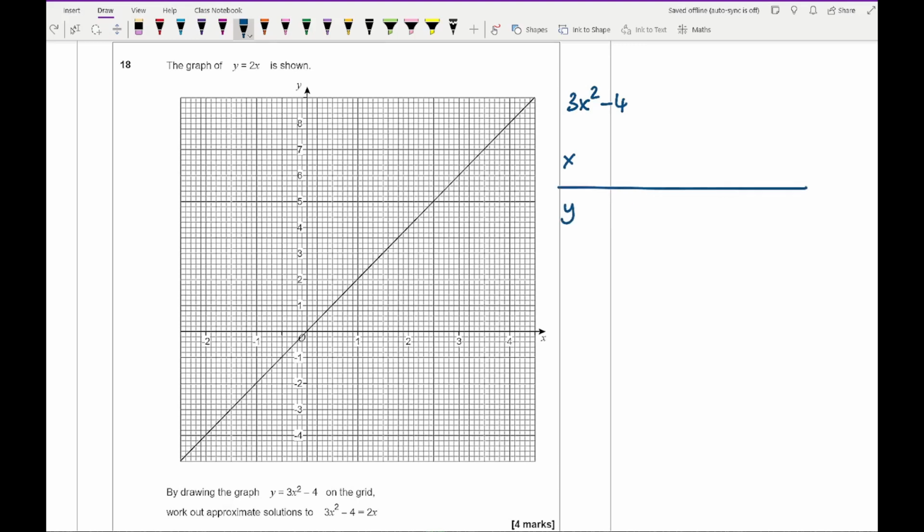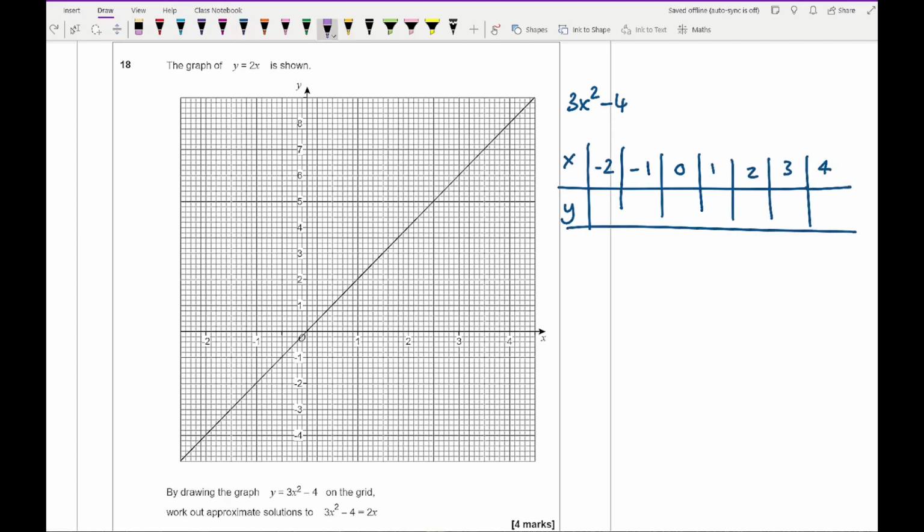Now in terms of the values I'm going to use, I'm going to start from minus 2 because that's the smallest value on my graph. And I've got minus 1, 0, I'm going all the way up to 4. And then it's just a case of substituting numbers in. So minus 2 squared is 4, times 3 is 12. So that's going to be 12 minus 4, which gives me an answer of 8. Then minus 1 squared is 1, times 3 is 3, take away 4 is minus 1. Then that's going to give me minus 4. Then that's going to be minus 1, 8, 23 and 44.